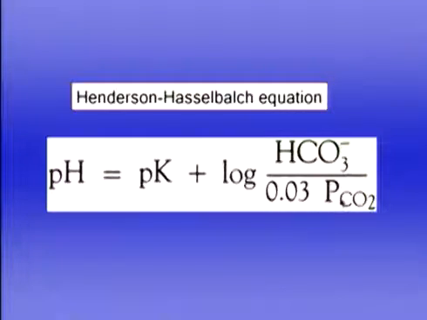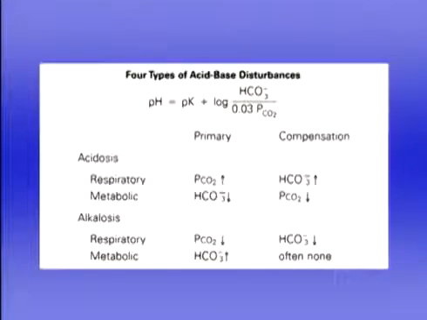But if we increase the PCO2, for example, with hypoventilation, increasing the denominator here, this ratio is going to fall, and therefore the pH is going to fall. Now, as we know, there are 4 types of acid-base disturbances. There can be acidosis, which can be respiratory or metabolic, and alkalosis, which can be respiratory or metabolic. Respiratory acidosis is caused by hypoventilation, for one example, or ventilation perfusion inequality, as we said.